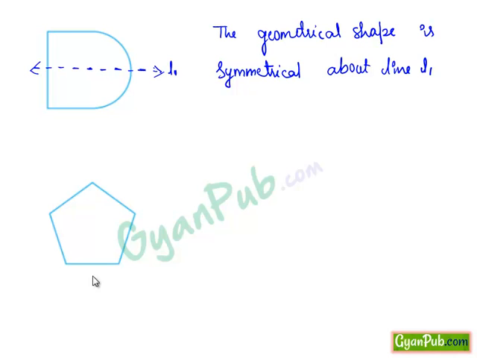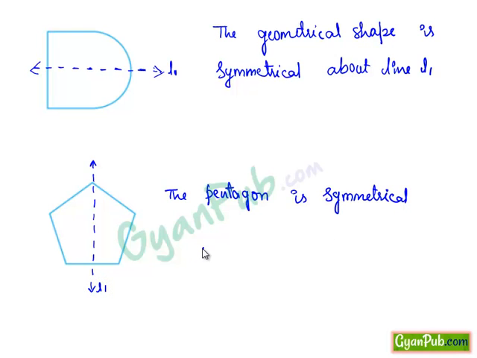And if we divide this through a section of line, the half before the line is the same as the half after the line. Hence, this line is known as the line of symmetry. Therefore, the pentagon is symmetrical about the line L1.